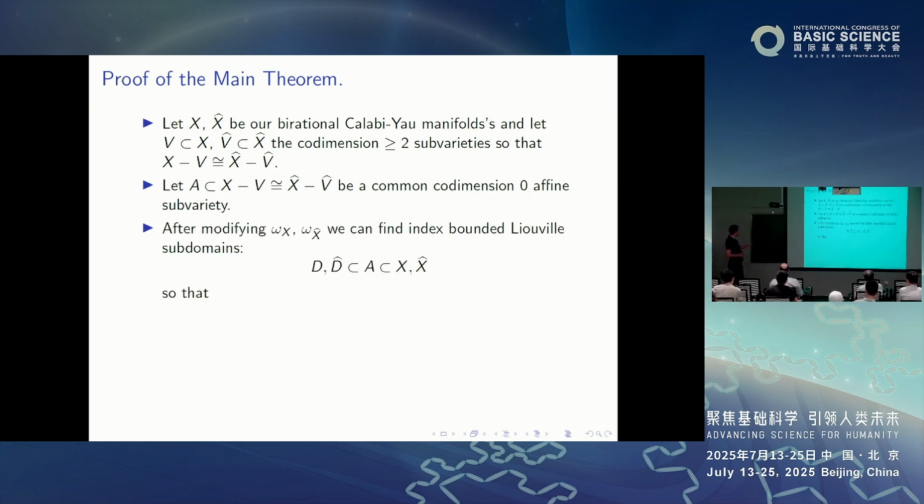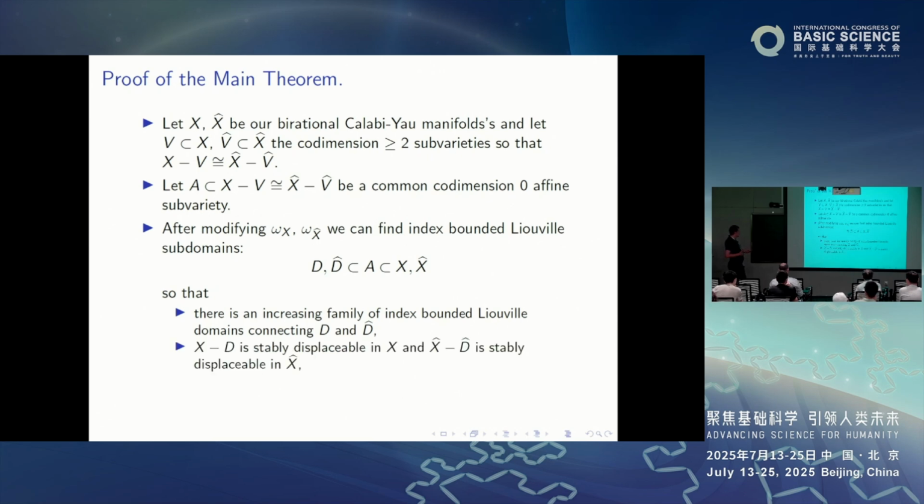And then, well, I have to do some technical things. So I can modify the Kähler forms without changing their cohomology class. And I can find appropriate index-bounded Liouville subdomains inside this affine variety so that there's an increasing family of index-bounded Liouville subdomains connecting D and D hat inside A, and X minus D is stably displaceable, and X hat minus D hat is stably displaceable. So this is where I'm going to use one of the axioms, and this is where I'm going to use another one of the axioms.